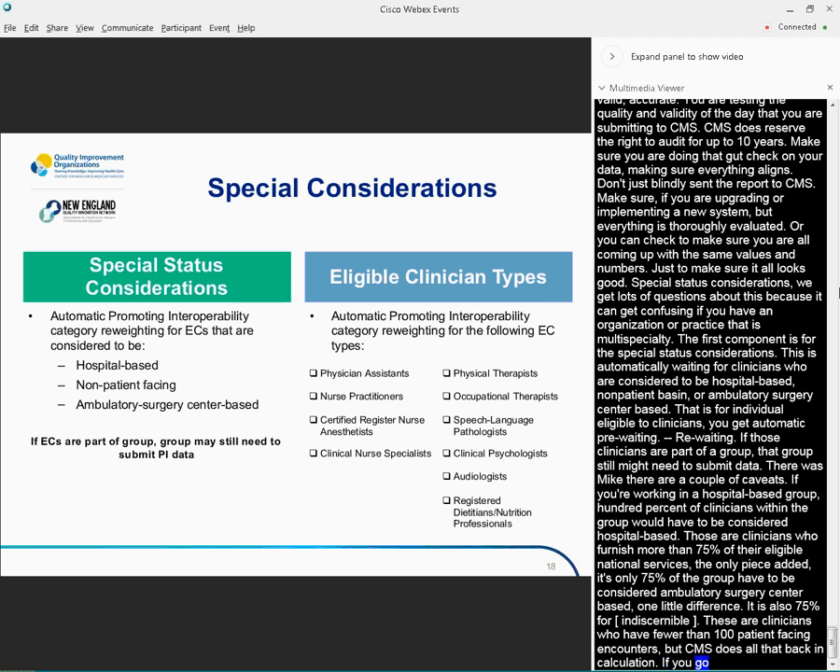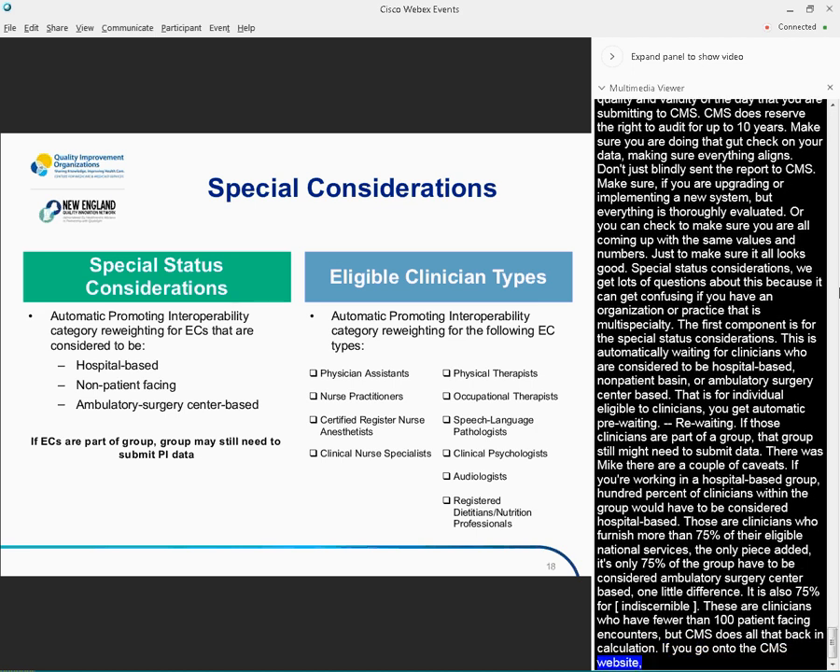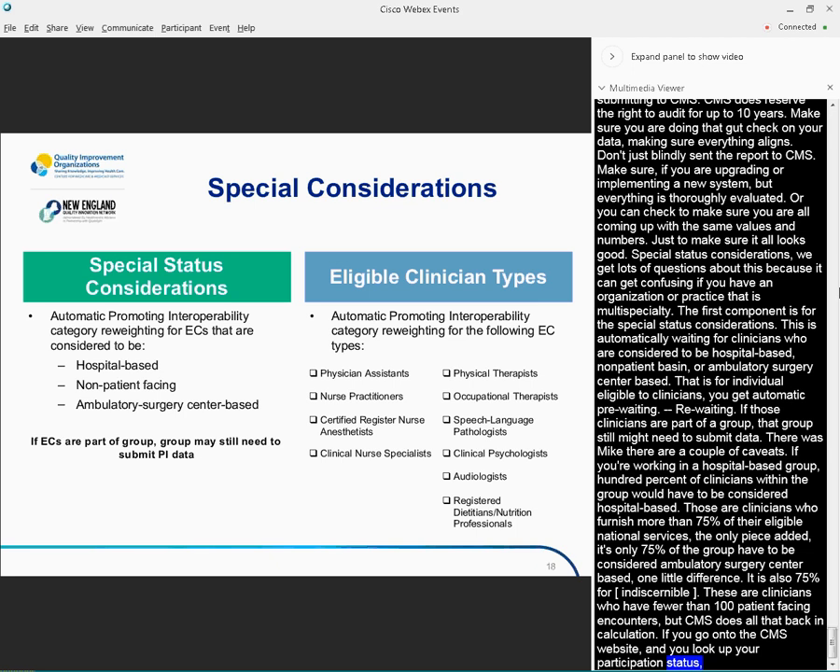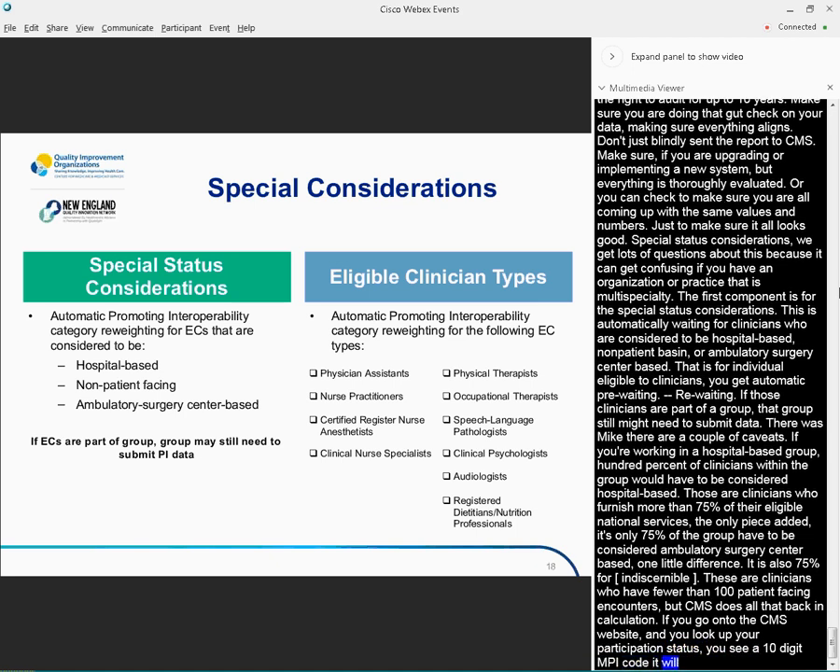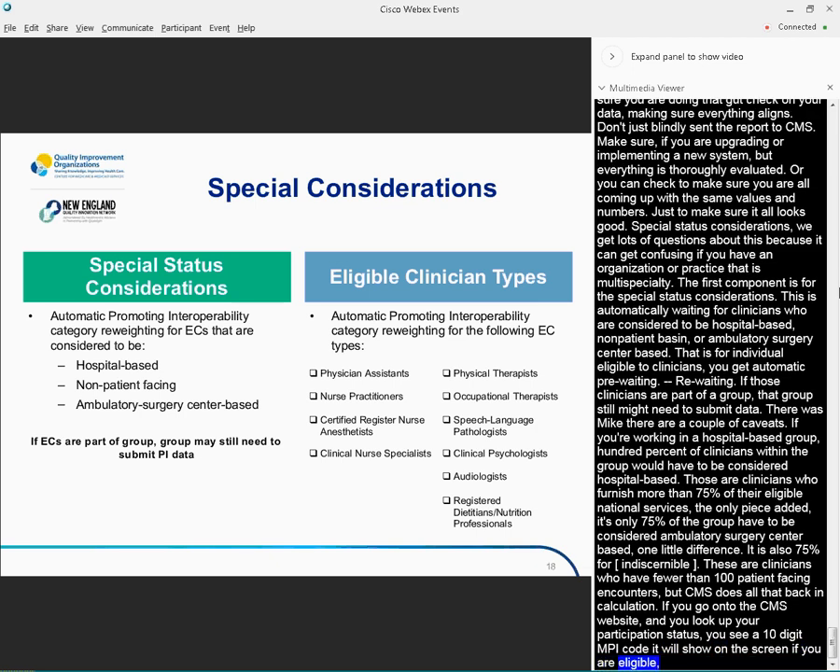If you go onto the QPP.cms.gov website and you look up your participation status, you key in the 10-digit NPI code, it will show you right on the screen if you're eligible, if you have any special statuses, if you're eligible as an individual with special statuses or eligible as a group with special statuses. It gives you all of that breakdown.